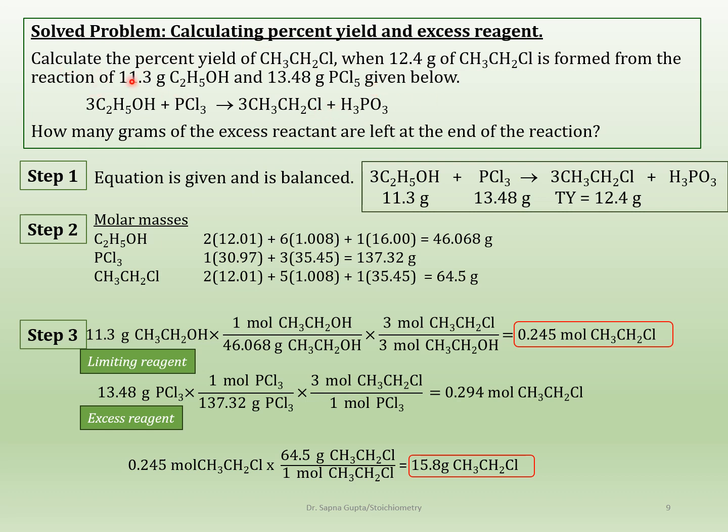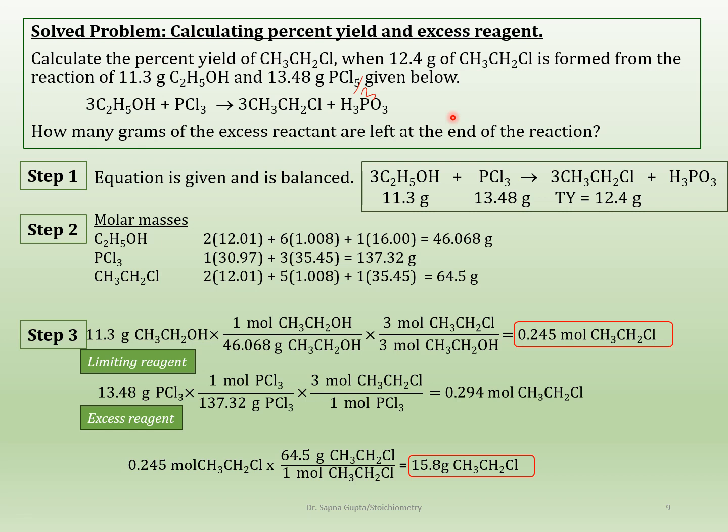Okay, so this one is: calculate the percent yield of the product when you have 12.24 grams of the product formed. Remember, when you're calculating percent yield, you need to have the actual yield. So this is the actual yield formed from the reaction of 11.3 grams of this compound and 13.48 grams of PCl5, phosphorus penta, or rather this trichloride. So I'm going to have to correct that also. Bear with me when I write that over here. So this is PCl3.